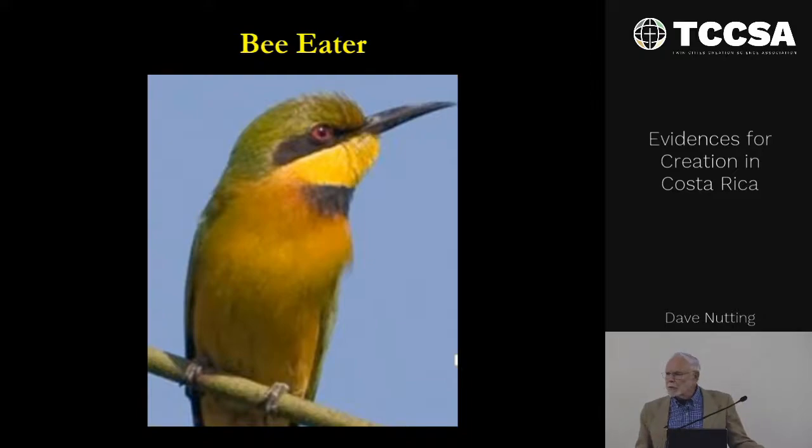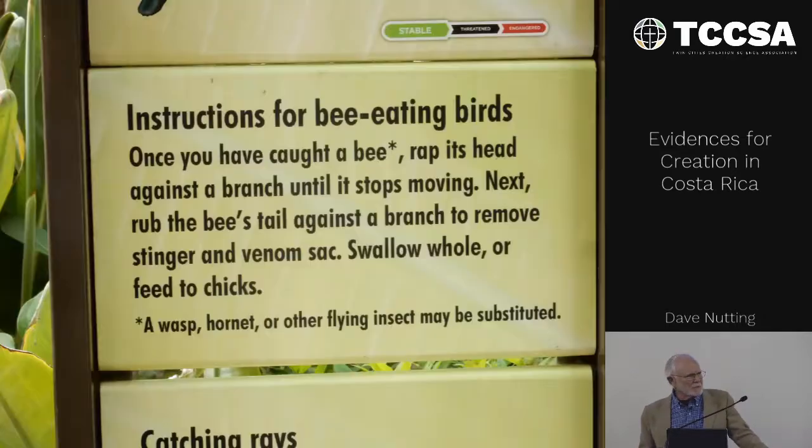Another bird, we call it the bee eater, and it'll actually grab hold of a bee, and why doesn't it get stung? Well, here are instructions for a bee-eating bird. Once you have caught a bee, whack its head against a branch until it stops moving. Next, rub the bee's tail against a branch to remove the stinger and venom sac. Swallow whole or feed the chicks.